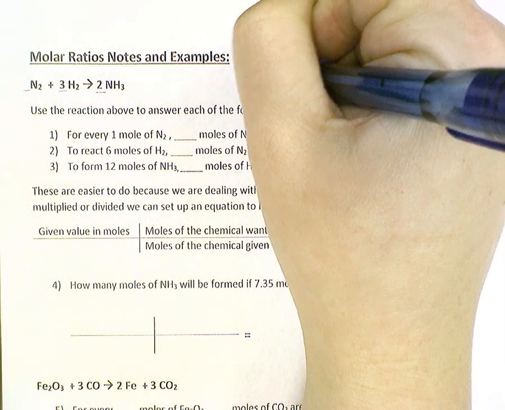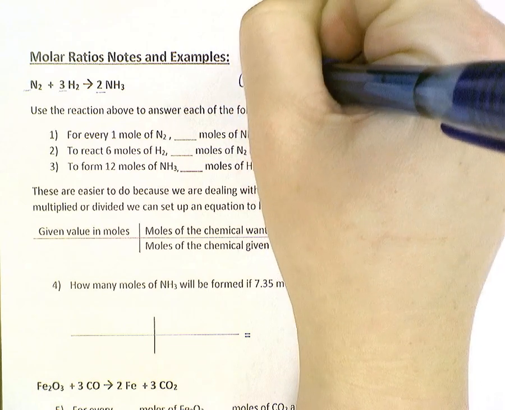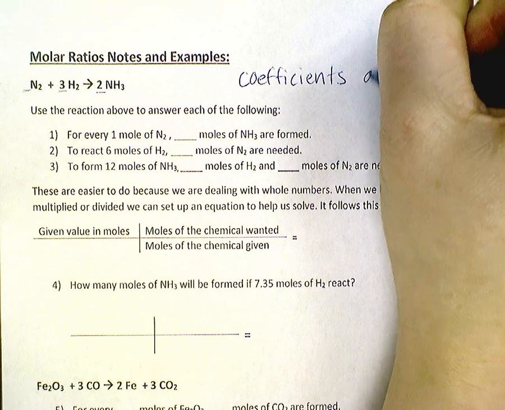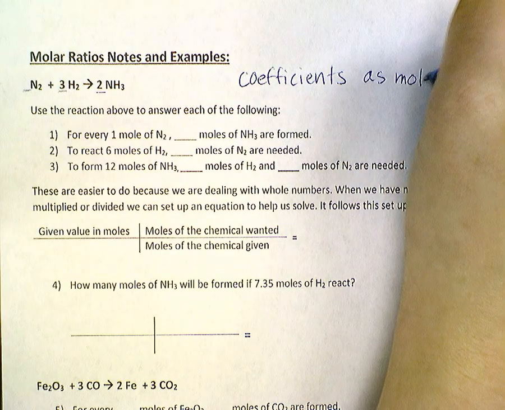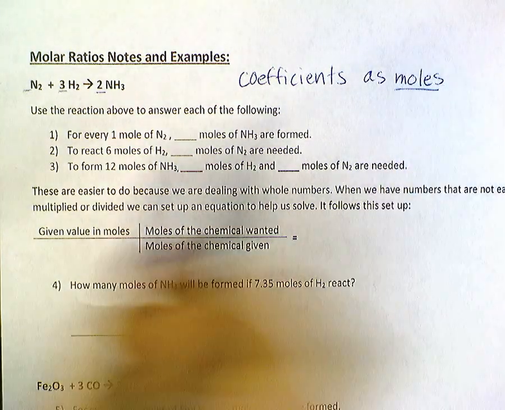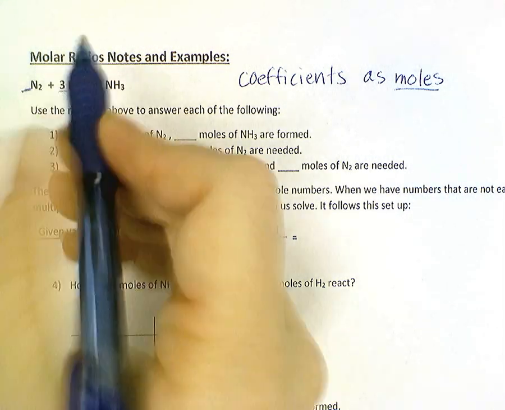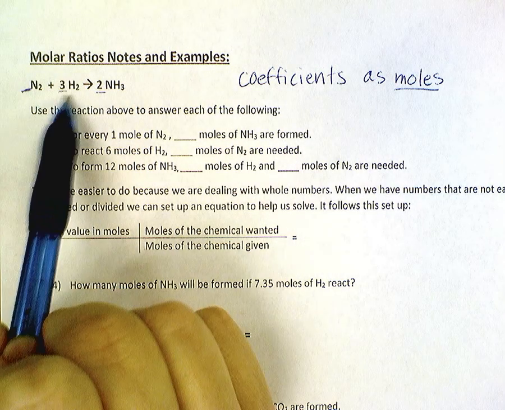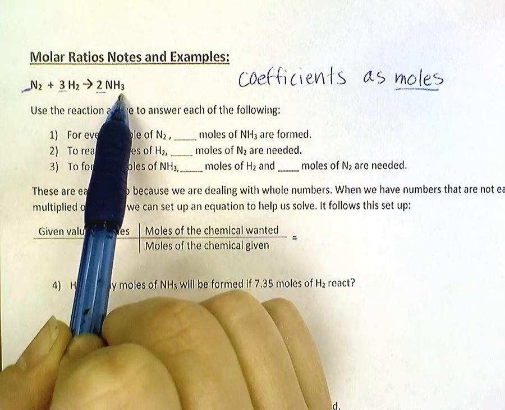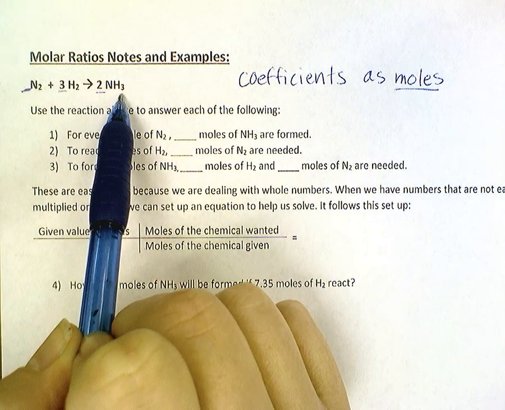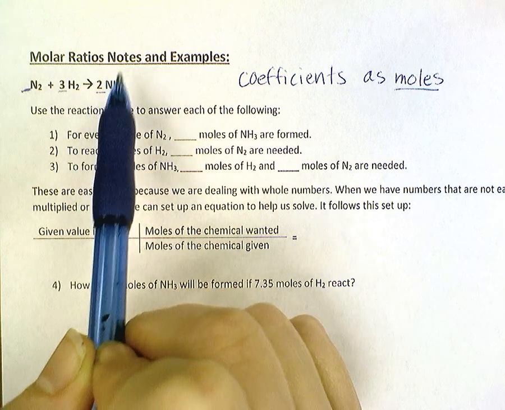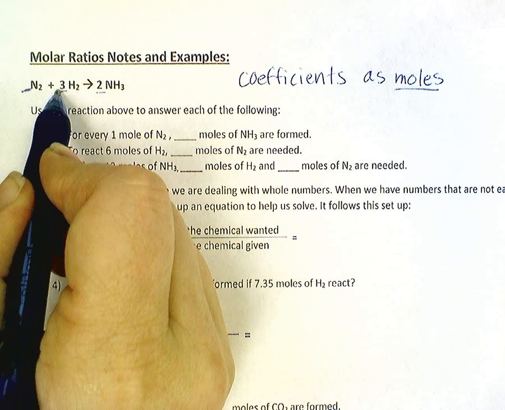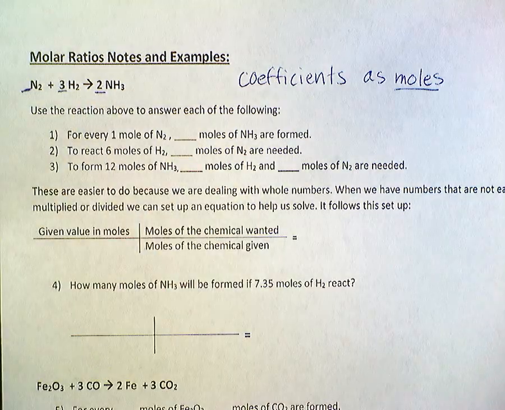So we are going to think of our coefficients as moles. They're going to represent our moles. So when we look at our balanced reaction, we have 1 mole of nitrogen reacting with 3 moles of hydrogen to make 2 moles of ammonia. And remember, a mole represents 602 hexillion particles. So we're still keeping the same ratio, we're just thinking about it in much larger numbers.